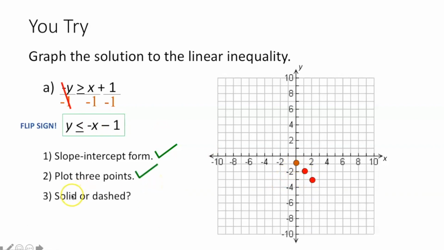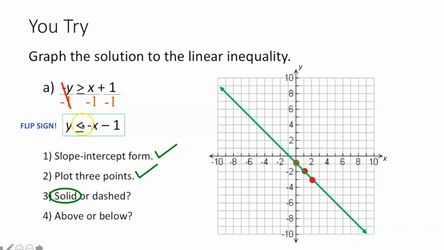Next, are we going to have a solid or a dashed line? Well, it's easy because you decided to have closed points, meaning that there's an equal sign under here, meaning that we are going to have a solid line. So we draw a solid line going through those 3 points because we have a little equal sign under our inequality symbol.